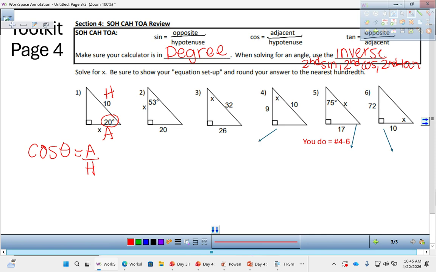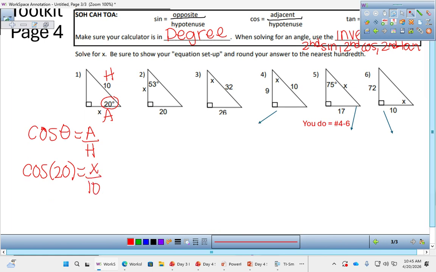If you're not, you might be replacing that with an x. But in this case, we have the angle. We have the 20. So I'm going to say cosine of 20, because that's the angle, equals the adjacent leg, which we labeled as x, over the hypotenuse leg, which we labeled as 10.